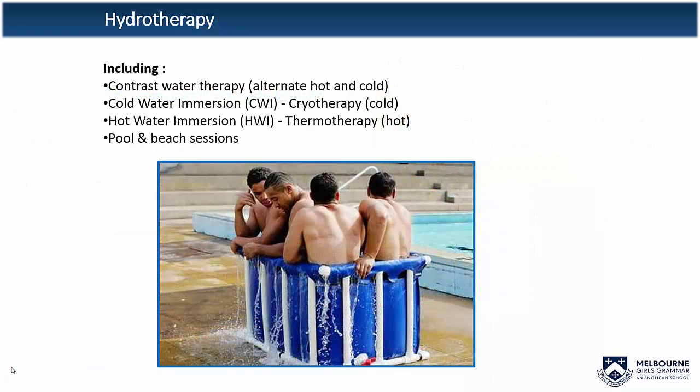Now, hydrotherapy means use of water, and it includes the below. With each of these, there are different times when you're going to be able to use each of them, and also times when some of them are going to be less appropriate. So contrast water therapy is going hot to cold. We're going to look at each of these.